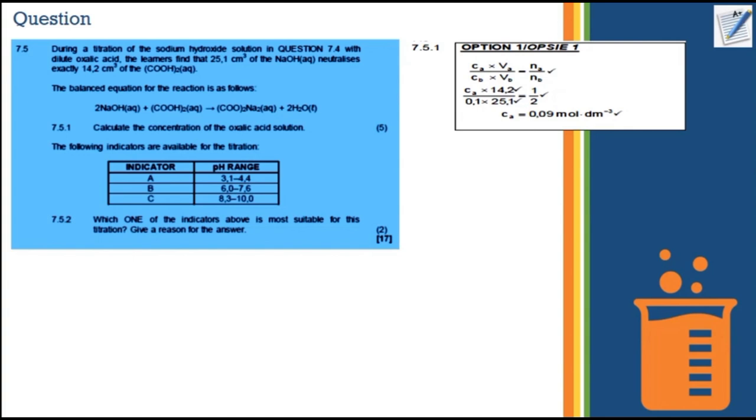Wow, that's amazing. So then we have Ca, and then we have 14.2. That's our volume. And then we have 0.1. That's also given from the previous one. Remember, we got that. And then now here we have 25.1. And then we have 1 is to 2. Now, 1 is to 2 comes from the mole ratio. Notice the base, right? The base there is 2. There are 2 moles there. And the acid, there's 1 mole there, right? 2 moles of sodium hydroxide, 1 mole of oxalic acid. That's why we have 1 over 2. Final answer, the concentration is 0.09 mole per cubic decimeter.